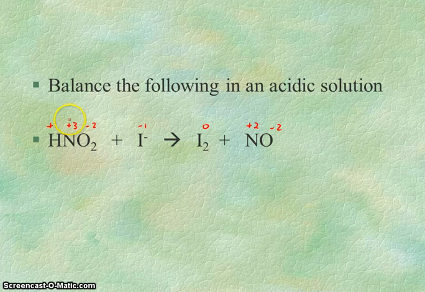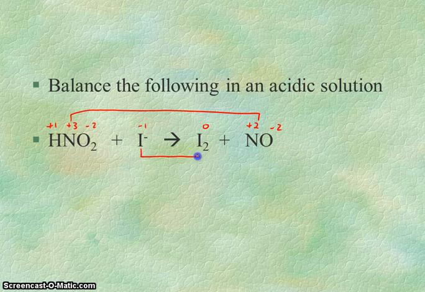And when we look at this particular reaction, our nitrogen is changing and our iodide is changing. Nitrogen is going from a +3 to a +2. That's our reduction. It must be gaining electrons in order to reduce that oxidation number. Iodide is going from a -1 to a 0. That means it's being oxidized, or it's losing electrons. So we know that nitrogen here we're going to have as our oxidizing agent, which I'm just going to write as OA for oxidizing agent. And our iodide is going to be our reducing agent.